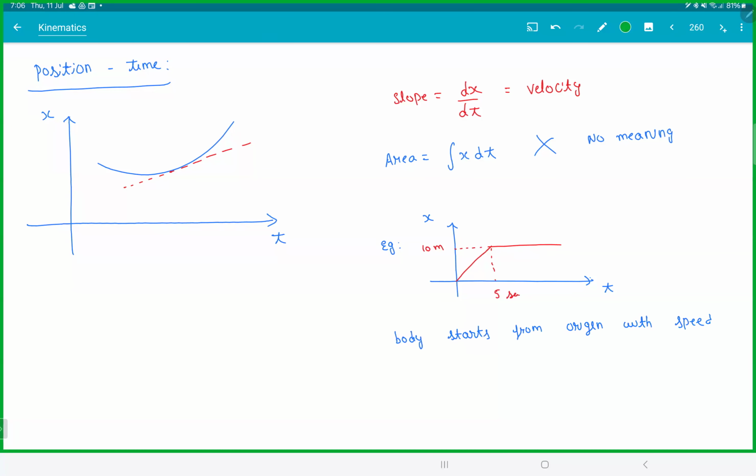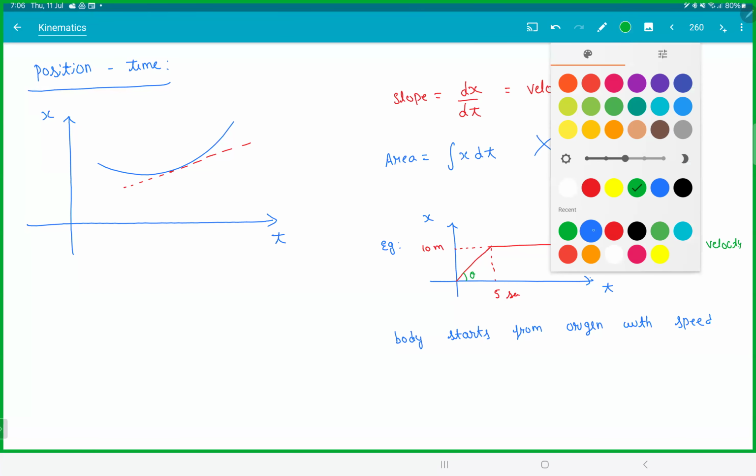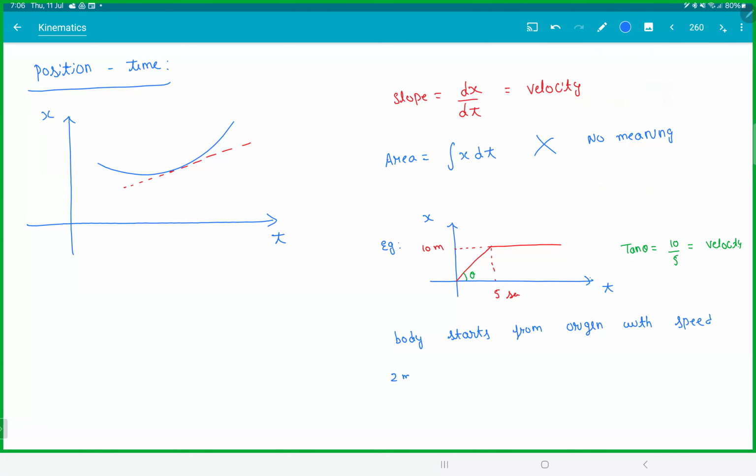Now, what is the speed in this graph? The slope of this tangent. You can clearly see tan theta is 10 by 5. This is your velocity, the slope. So the particle is going with 2 meters per second for 5 seconds. And then the slope became 0. It became a flat line.